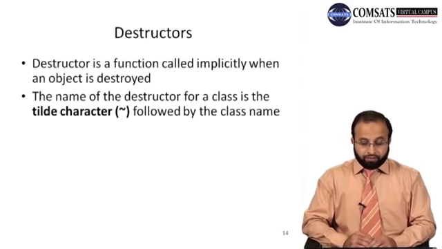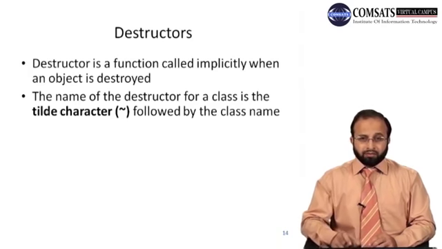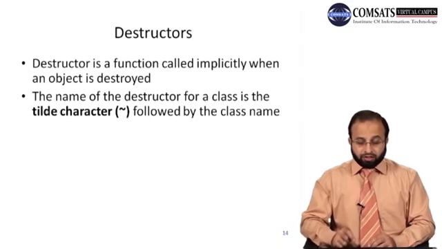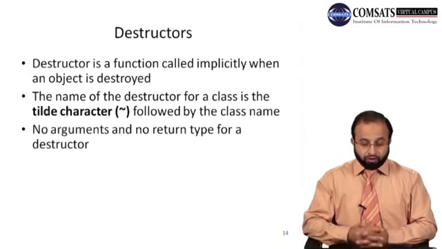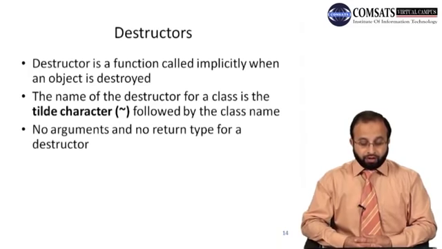So the name of the destructor for a class is the tilde character followed by the class name. The name of the constructor is the same as the name of the class, but the name of the destructor is the same as the name of the class followed by the tilde sign. No argument and no return value for a destructor. So you cannot pass any argument value, and no return type will be present.